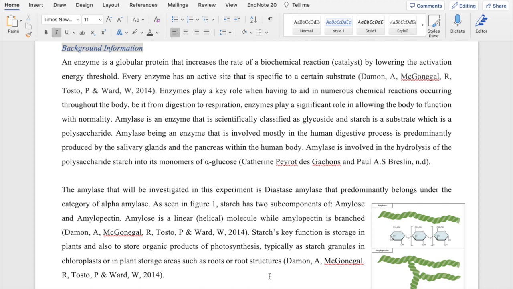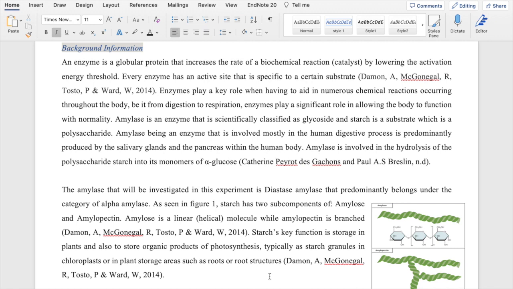So basically you have to explain what an enzyme is, the basics, why you're using temperature, and what your enzyme is. What I've done here: amylase is an enzyme that is scientifically classified as glycoside, starch, etc. Definitely have some sort of diagram here, and then explain it, because if you don't have a diagram, it's not that interesting. Have a diagram, because it shows your examiner you're going above and beyond what you usually have to do.